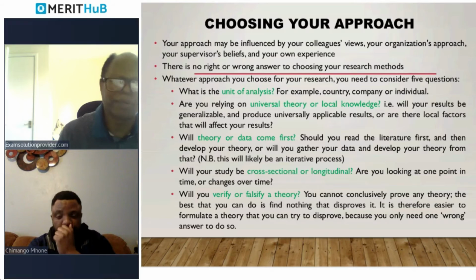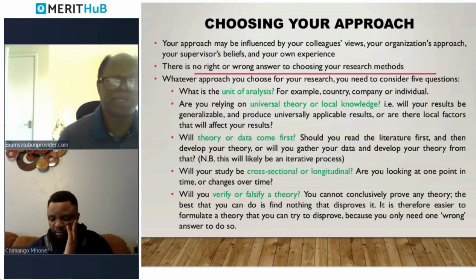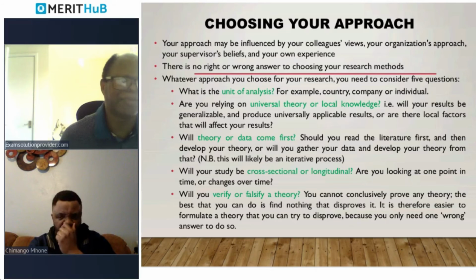You cannot conclusively prove any theory. The best that you can do is to find nothing that disproves it. So you can work from that side instead of proving. Proving a theory might be completely difficult. So what do you do? You're trying to see if there's anything that might disprove that theory. Therefore, the task becomes easier because you just need to find just one wrong answer. That's all.